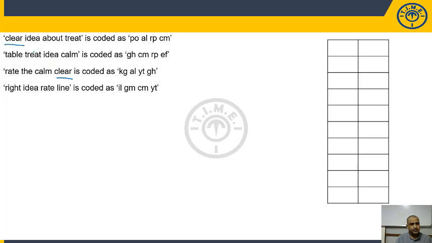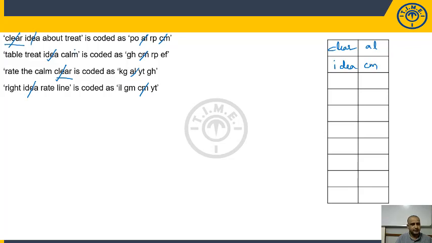In the first and third statement, other than clear, any other term is common? No, only clear is common. So what is the only common code is AL. So the code for clear is AL. We got the code for one element. Next, idea. Idea we have in the first statement as well as in the second statement and also in the fourth statement. In these 3 statements, other than idea, any other element is common? No. So what is the only common element is CM. So the code for idea is CM.